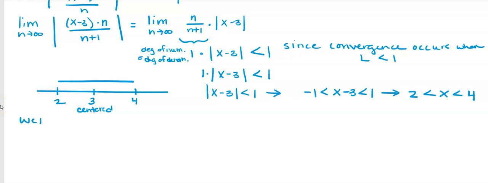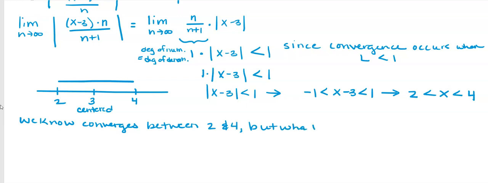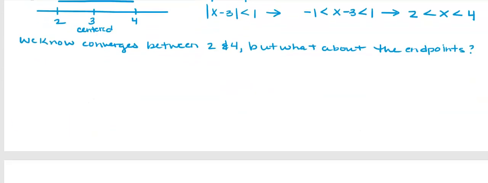So we know it converges between 2 and 4, but what about the endpoints? And that's what step 2 is talking about above, where it says you had to check the endpoints. So that's what we're going to do now.